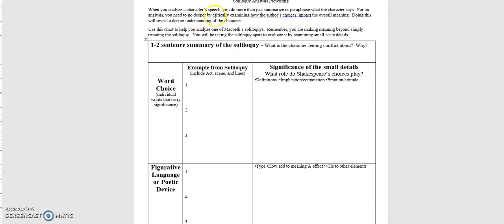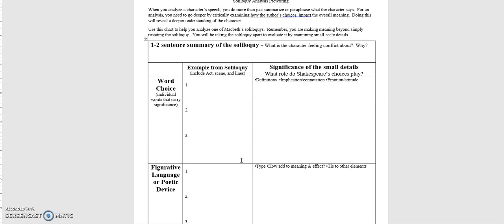When you analyze a character's speech, you do more than just summarize or paraphrase what the character says. For an analysis, you need to go deeper by critically examining how the author's choices impact the overall meaning. Doing so will reveal a deeper understanding of the character.